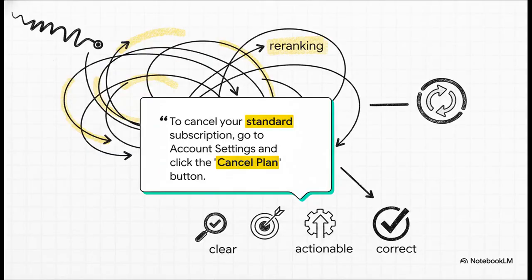And so, at the end of its long journey, after being transformed, re-ranked, and properly routed, our simple little question finally gets the perfect answer it deserved all along. It's clear, it's accurate, it's actionable, and most importantly, it's actually correct for you.